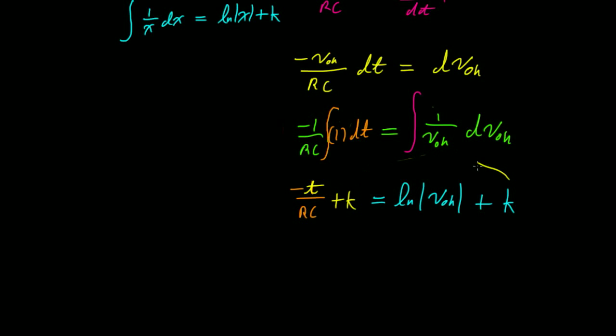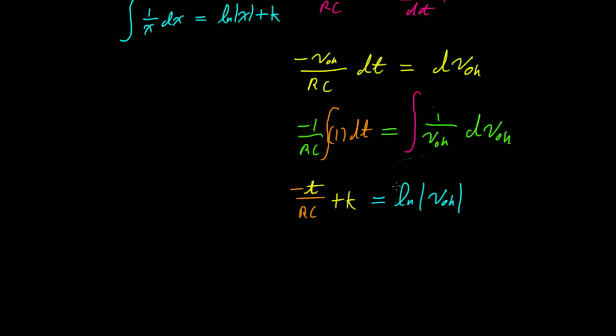So I'm going to erase all of this stuff. I'm just going to have plus k over here. Instead of subtracting it, I'm just going to add it because it's just an arbitrary constant. I don't know what this is yet. I'm going to have to solve for it later. So now I've got minus t over RC plus some arbitrary constant k is equal to the natural log of the absolute value of VOH, what I'm looking for.